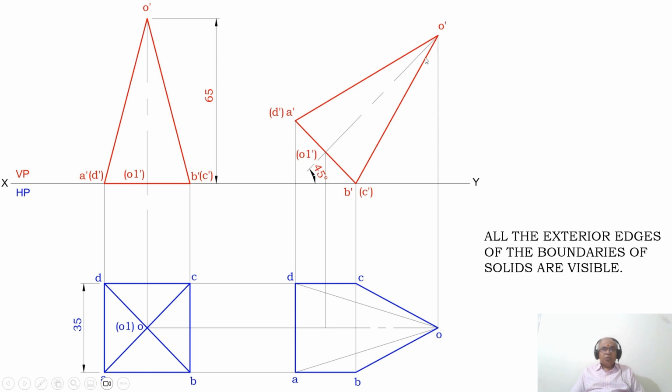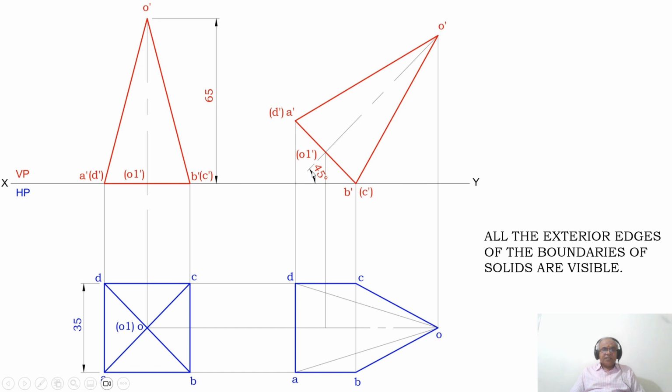Then join O dash to B dash and O dash to C dash with a thin line first. Then you measure the distance from B dash to O1 dash by using the compass. With B dash as center, cut an arc on this line and mark that point as O1 dash in bracket. Then join O dash to O1 dash with a big dash, small dash and big dash.